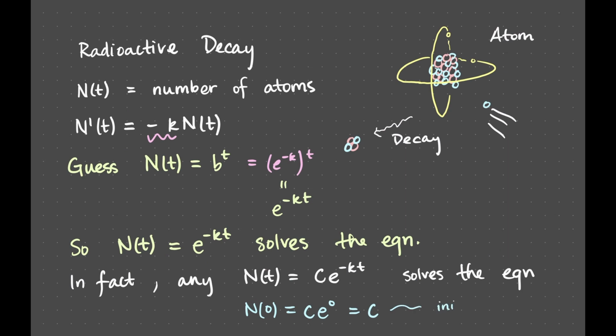What this all means is that we can model the quantity of our radioactive substance by the function n of t equals c times e to the minus kt, where c is the amount of substance that we start with, and k is some physical constant describing the decay probability for a given atom.